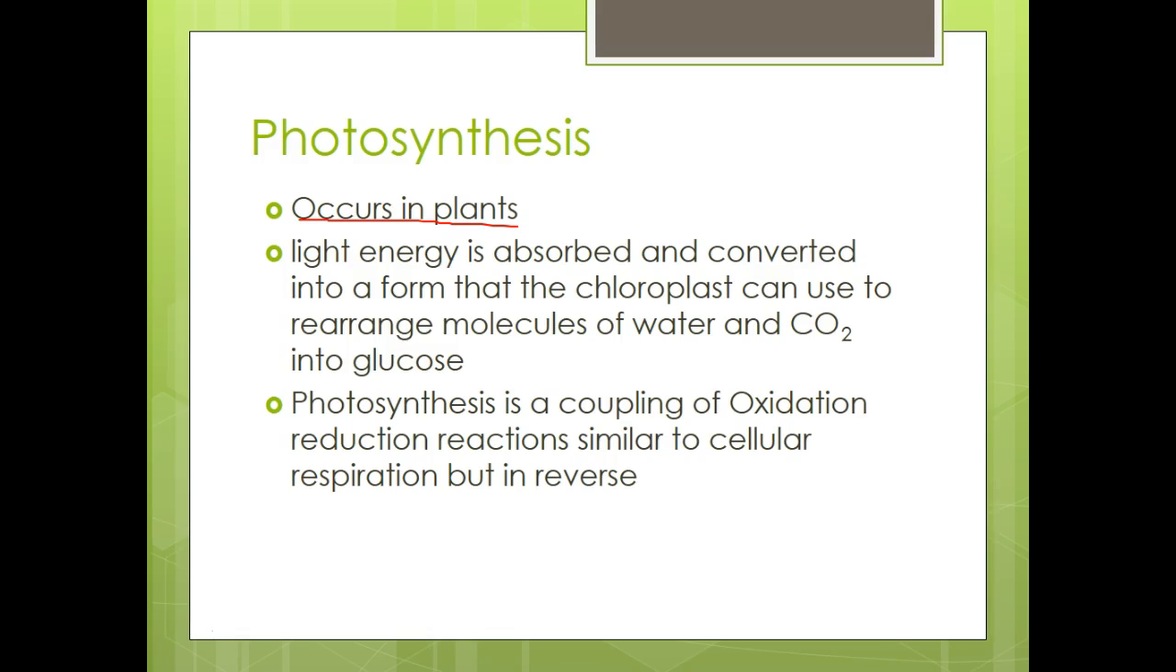And we've talked about chemoautotrophs being autotrophs that are specifically not using light, they're using chemicals in order to produce that glucose. But photosynthesis occurs in photoautotrophs, it occurs in plants. Most of the time when you think about autotrophs, you're thinking about plants.